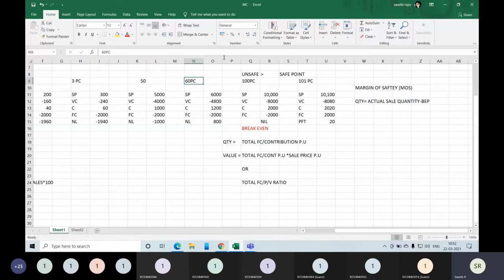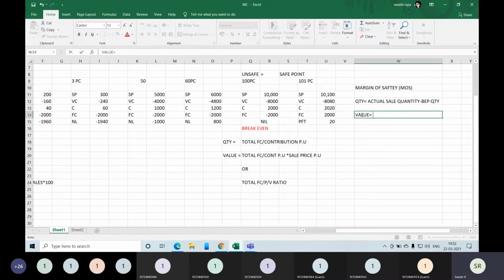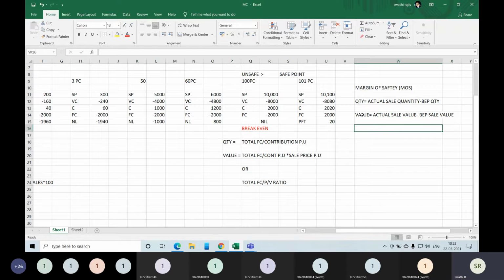Minus BEP quantity, I will write, so maybe you'll understand better. Minus BEP quantity. Now, if you want to calculate the same thing in value, that is in rupees: whenever I write quantity, it is in units, and whenever I write value, it is in rupees. The same thing, sale value minus BEP. This is value only we are calculating, okay?